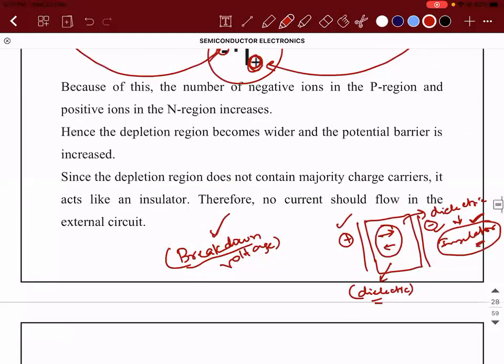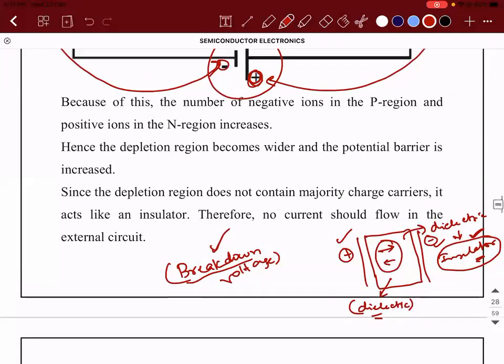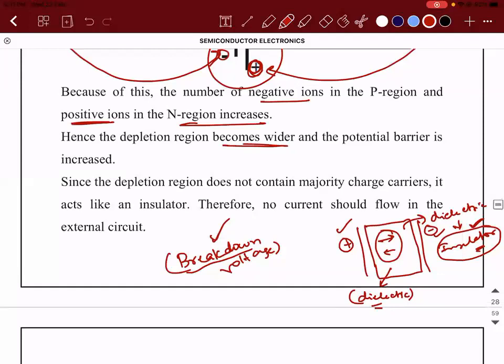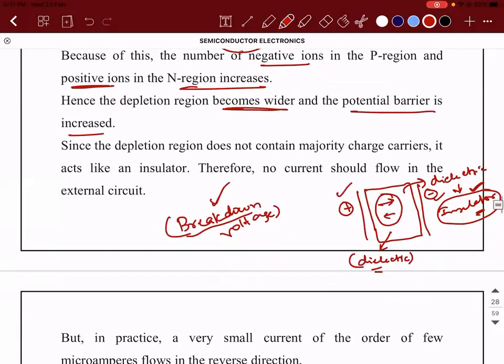Let me read out. Because of this, the large number of negative ions in the P region and the large number of positive ions in the N region increases. Hence, the depletion region becomes wider and the potential barrier is increased. Since the depletion region does not contain majority charge carriers, it acts like an insulator. Therefore, no current should flow in the external circuit.